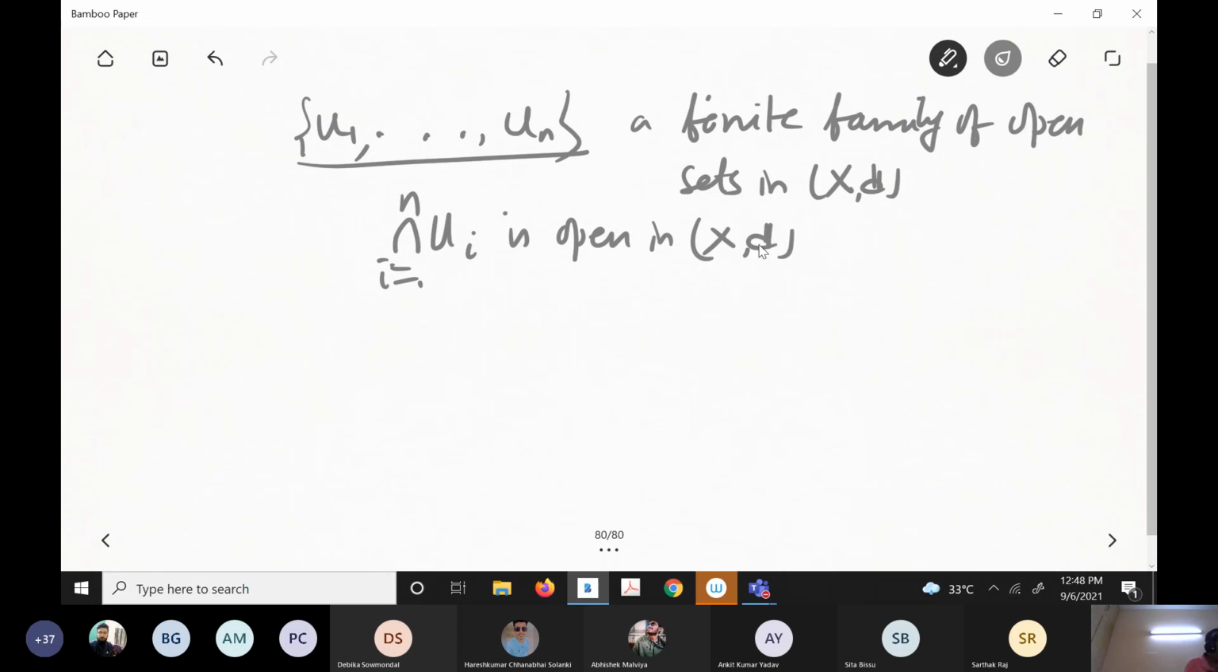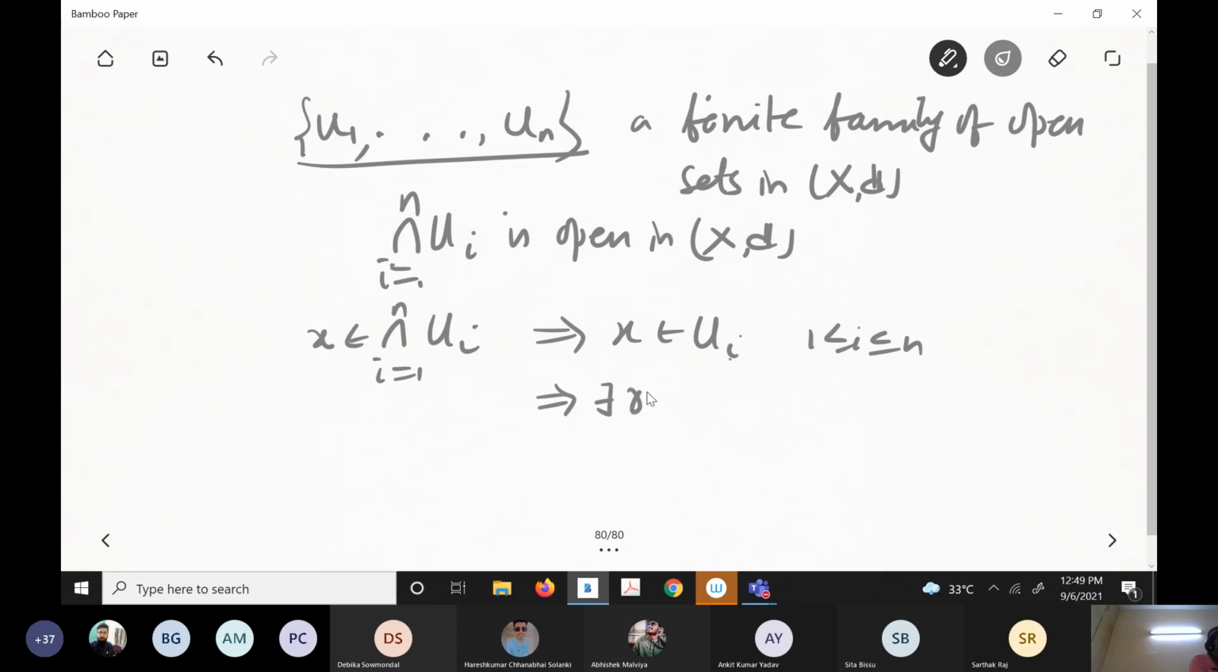Well, now look, what proof am I doing? Look at the proof technique. Don't mug up the proof, rather try to understand the trick. Look here, I have taken a point. For each point I'll have to show it is an interior point. So this implies x belongs to U_i for each i between 1 and n. Now each U_i is open, that means each point in U_i is an interior point. So there exists, depending on U_i now, r_i greater than zero such that B(x, r_i) is contained in U_i.